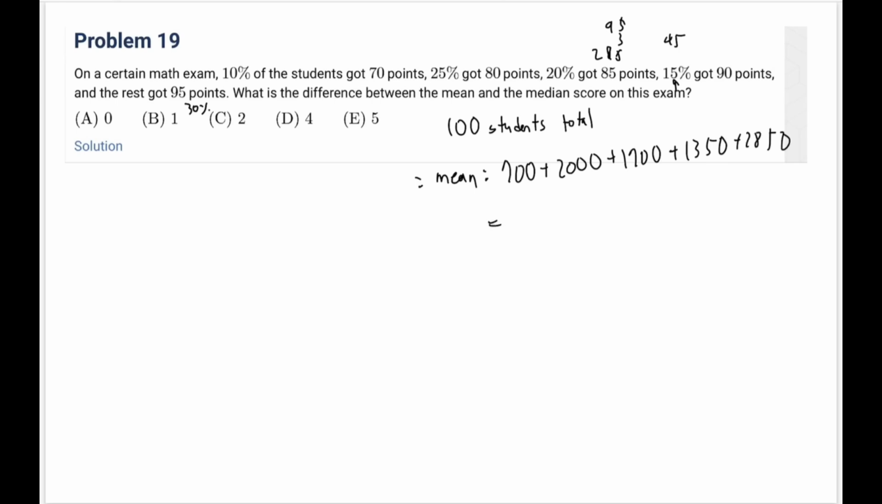And so if we add all those together, 700 plus 2000 is 2700, plus 1700 is 4400, plus 1350 is 5750, plus 2850, so that is 8600, and if we divide by 100, then that would be 86.